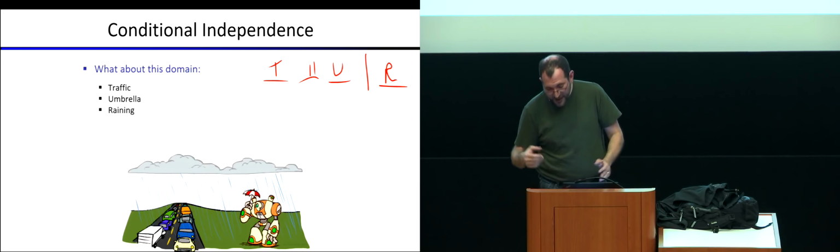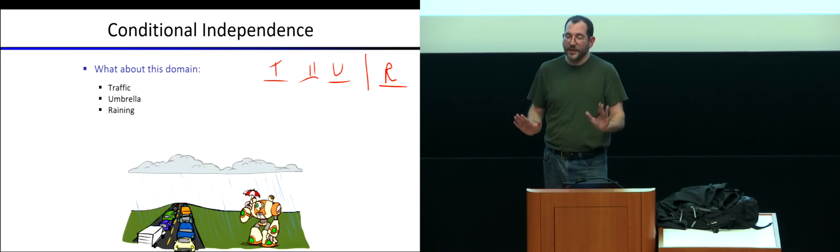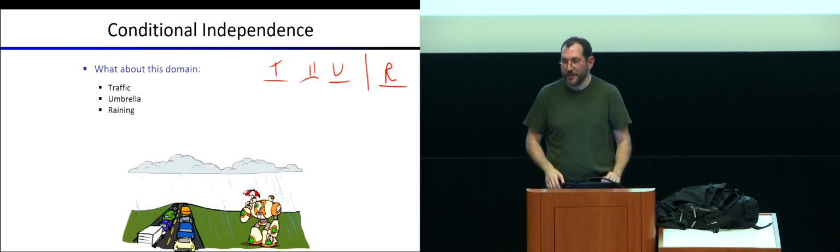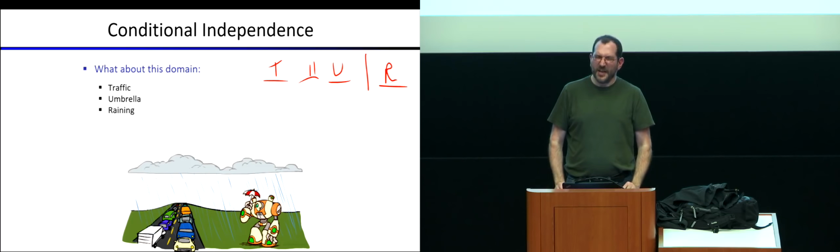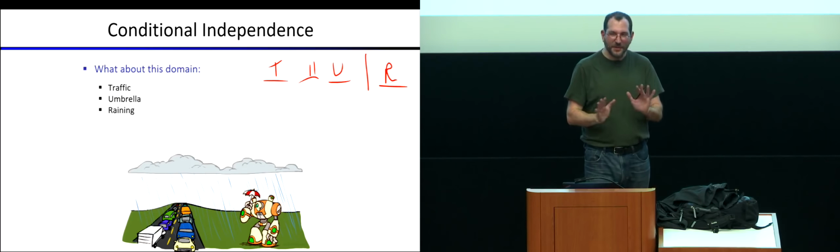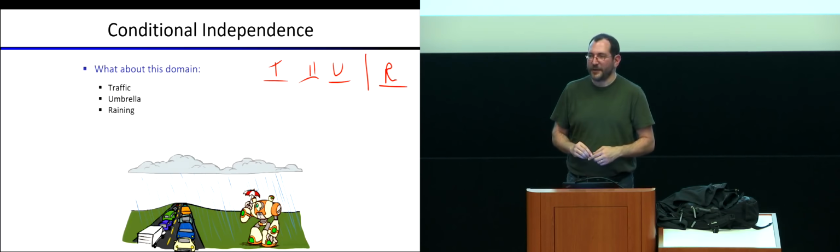Okay, so for today, it seems reasonable to say that traffic and umbrella are not marginally independent, but they seem to be conditionally independent given rain, and that is an assumption we can make to simplify our model. And you say, well, how exactly does that simplify my model? I thought you were just handing me giant probability distributions. Today we'll see how it simplifies your model by allowing you to specify it in a more compact way.